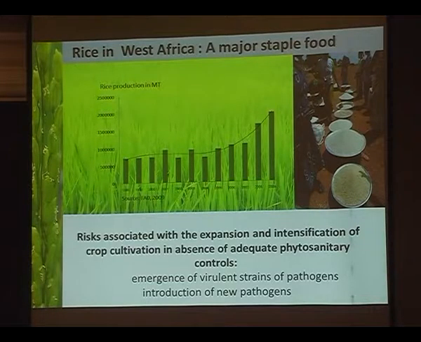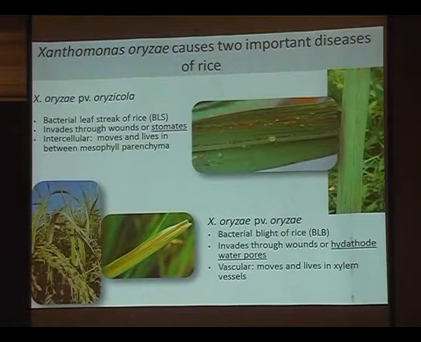And this has some consequences, and the first one is that because a lot of rice is imported, rice seeds are imported without any phytosanitary controls, so we are now facing the problem of emergence of virulent strains of pathogens and the introduction of new pathogens. Among them, there are two main pathogens.